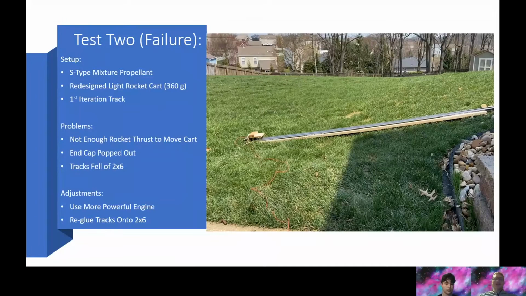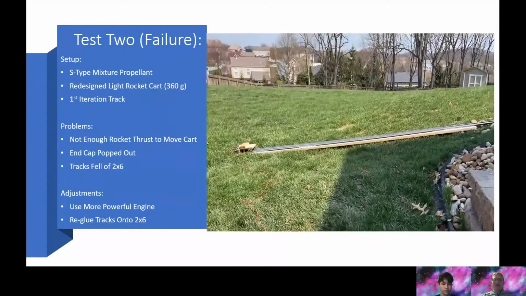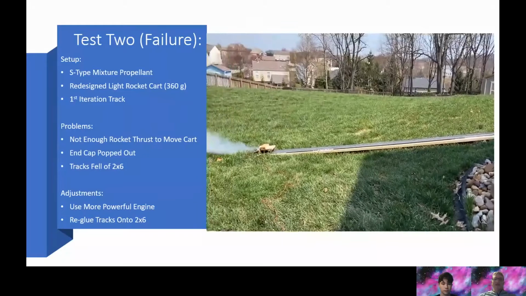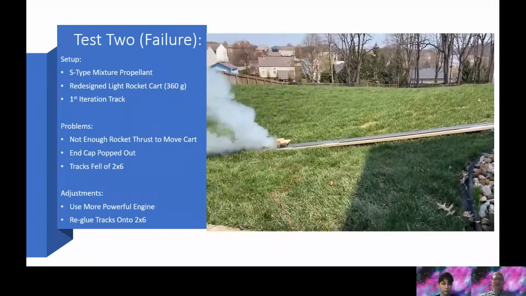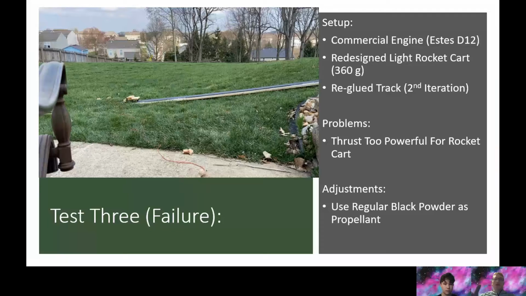That was also a failure. And what happened here is the end cap popped out, there wasn't enough thrust to move the cart, and our tracks fell off. So we decided to glue the PVC pipe back onto the 2x6 piece of lumber and use a more powerful engine to decide whether the problem was our rocket cart or our engines.